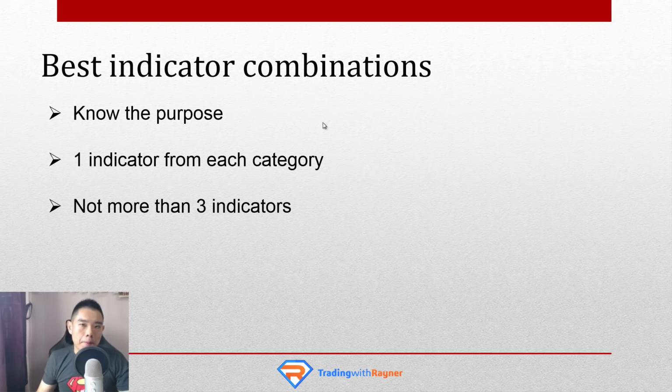So now, what is the best indicator combination? How do you actually combine indicators? So the general guideline is this. Number one, you have to know the purpose. What are you trying to achieve with your indicators? Are you trying to define the trend? Are you trying to use it as an entry trigger? Are you using it to identify the area of value? What is the purpose? You must know the purpose.